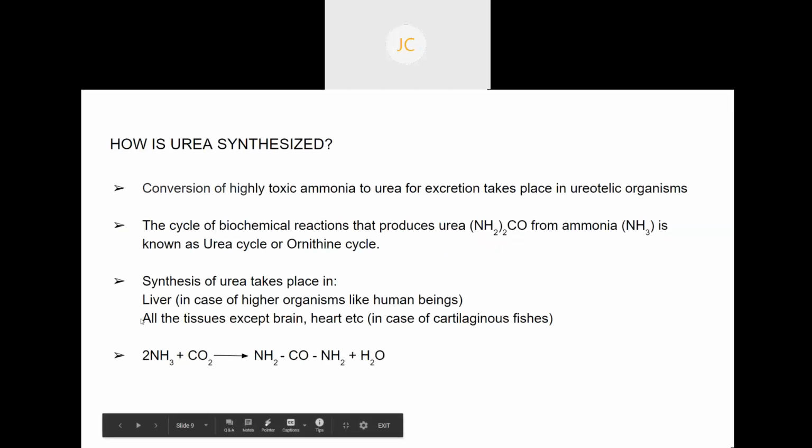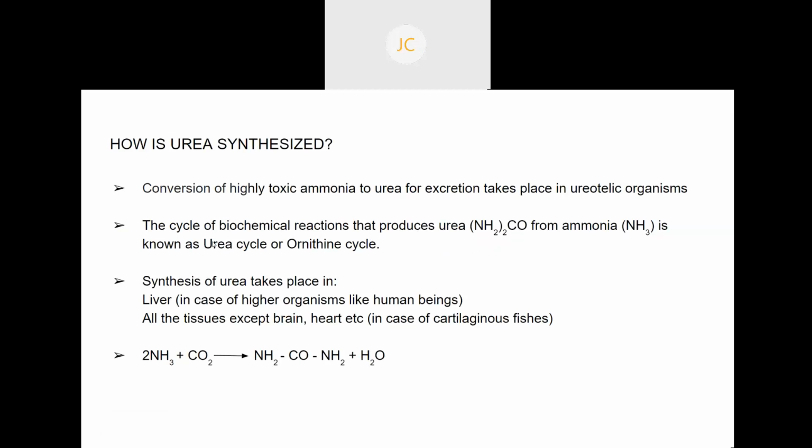So you don't need to learn in depth about the urea cycle. Just remember that the cycle that converts ammonia to urea is known as the urea cycle. So the production of urea takes place in the urea cycle. The name itself suggests it, and it is also known as the ornithine cycle. Once again, I'm repeating: in ureotelic organisms, ammonia is formed, but ammonia is then converted into urea by the urea cycle.